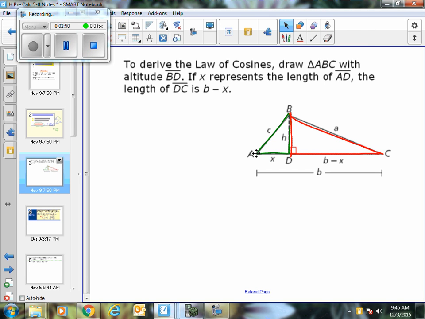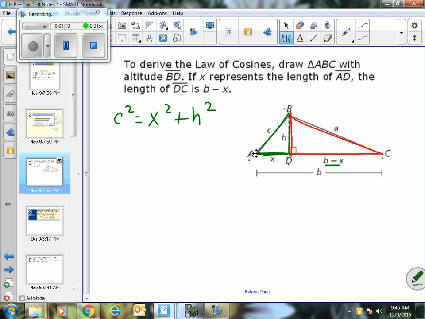Now, just so you understand the labels, since I dropped the perpendicular to D, I call the base of this one x, because I don't really know what just that piece is. The entire bottom from A to C is b, so that means the other part would be b minus x. So just make sure you follow what I was doing for the labels there. Okay, what I want you to do is go ahead and write Pythagorean theorem for triangle ABD. So the Pythagorean theorem for that would say c squared equals x squared plus h squared.